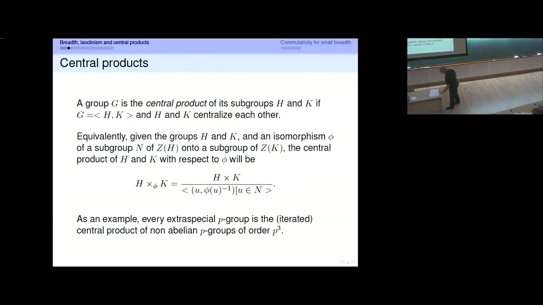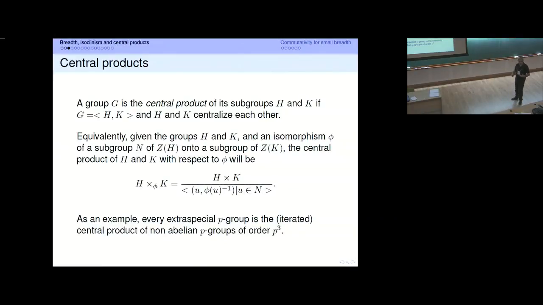The central product is another very easy concept. It's a generalization of the direct product of groups. If you take two groups, two are enough for me today, you can define the central product in two ways, like the direct product: an internal way and an external way. If you have two subgroups that centralize each other and the group is generated by them, you speak about the central product.